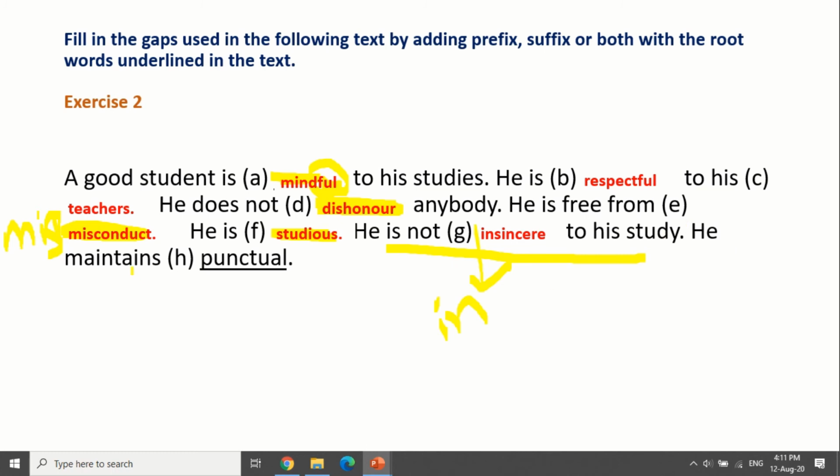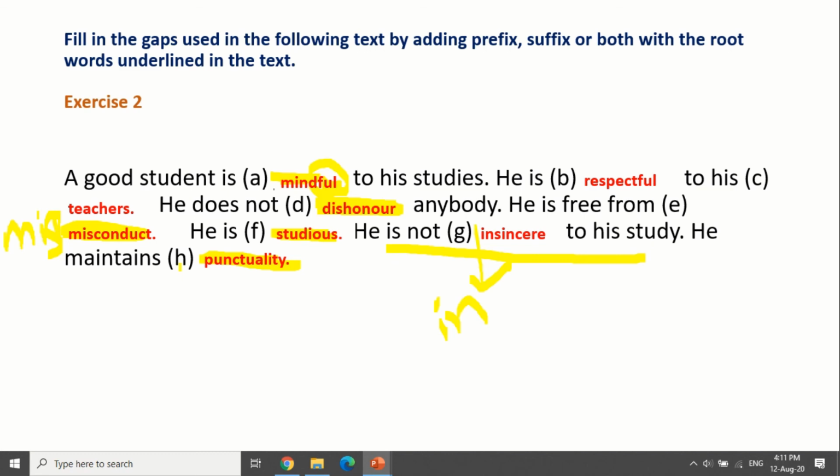He maintains punctual. So you can see that punctual, this is an adjective, but in this context he maintains punctuality. We need a noun, so the word will be punctuality. He maintains punctuality. Alright, so well, we have already done the exercise number 2 also, right?